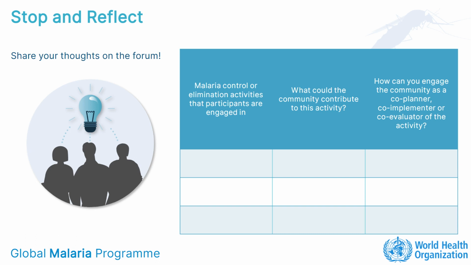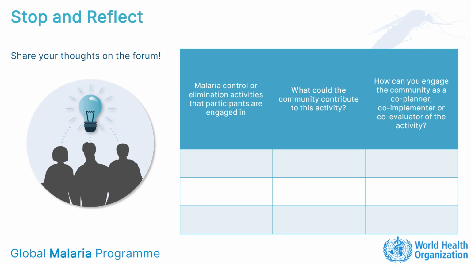After identifying up to 3 activities, your group should consider what the stakeholder communities could contribute to this activity. And finally, a brief brainstorming session. How could you engage the community more through having them serve as co planners, co implementers, or co evaluators of the activity?